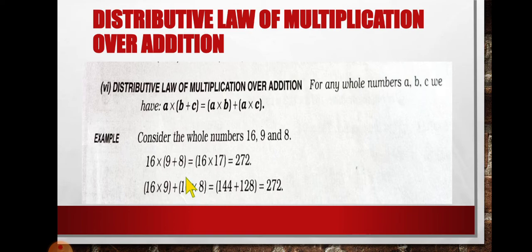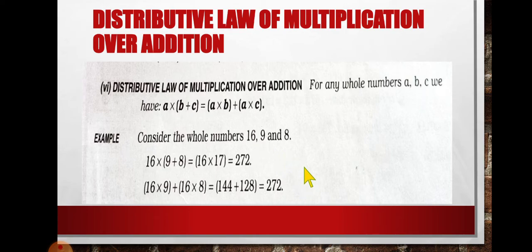You can see this is the answer of the left hand side, and this is the answer of the right hand side. When you solve our left hand side, 9 plus 8 is 17, 16 multiplied by 17 is 272. And when we keep it in this form, the right hand side, when we multiply a by b plus c, it means 16 multiplied by 9, then plus 16 multiplied by 8. So 16 nines are 144 and 16 eights are 128, and then you add both.